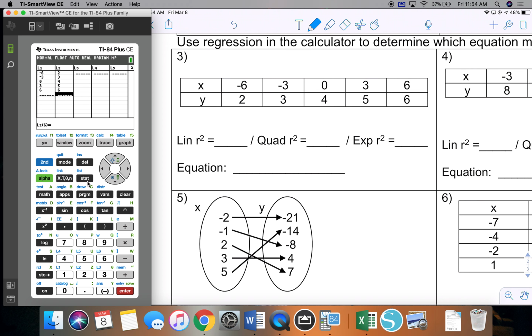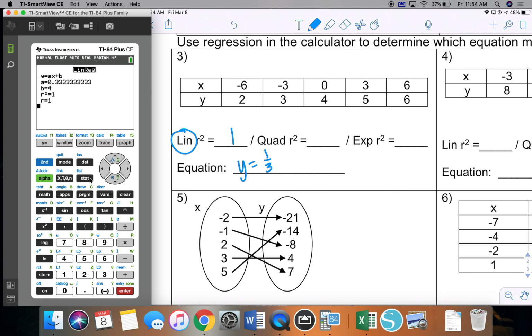Once I've typed this in, I'm going to go Stat Calc 4. My r squared value is 1. Remember, we look at r squared, not r. So the r squared value is 1. That's probably what I need to use. So I'm going to go ahead and write this equation: y equals 1/3 x plus 4.